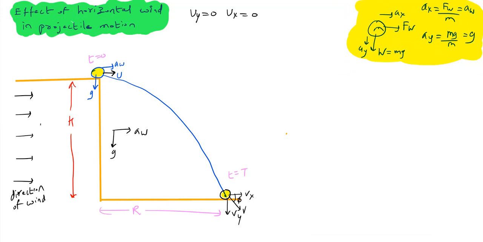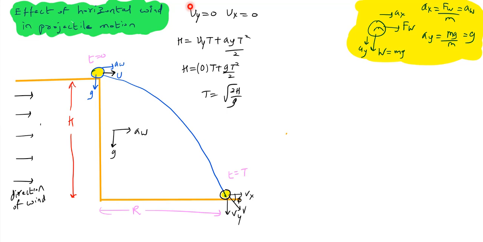Let's apply the equations of motion along the x and y axes. Along the y-axis, h is equal to u_y t plus a_y t square by 2. So what is the height it will descend? u_y is 0, time of flight t. In place of a_y, what do we have? It was g. So h equals g t square by 2. So what is the time of flight? t equals root of 2h by g.